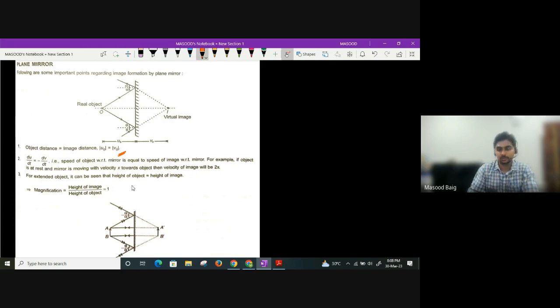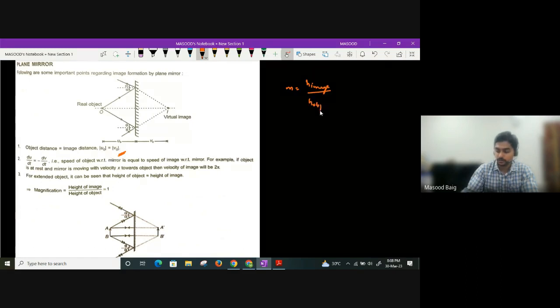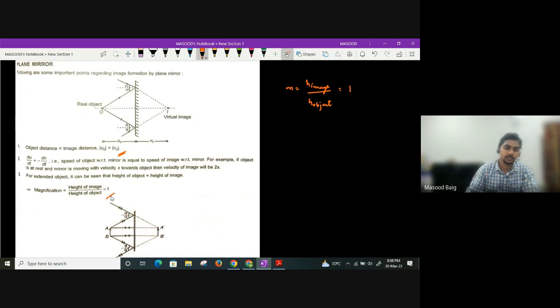And magnification, basically, is given as height of the image divided by height of the object. So here for a plane mirror, height of the image and height of the object both will be equal. That is the reason magnification for a plane mirror will be equal to 1, guys. And two very important points that you should know in case of plane mirror.